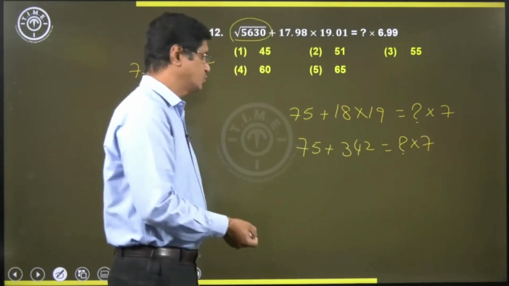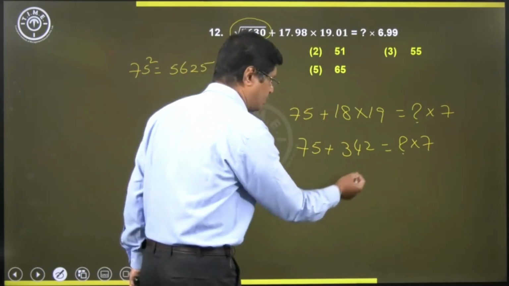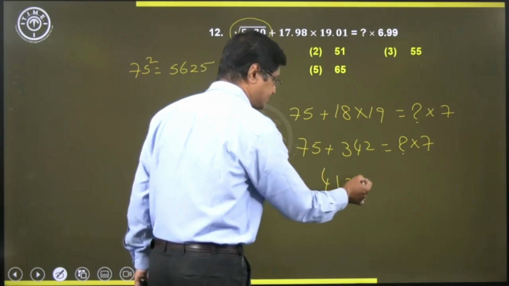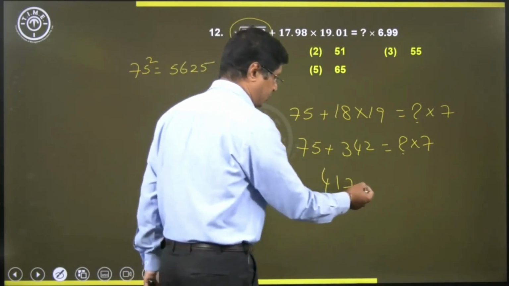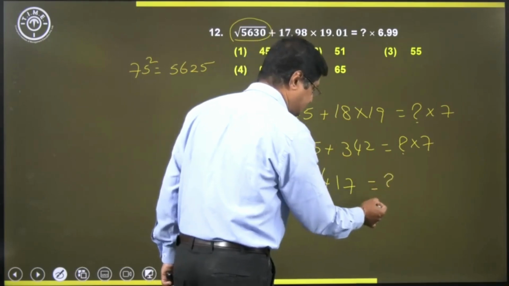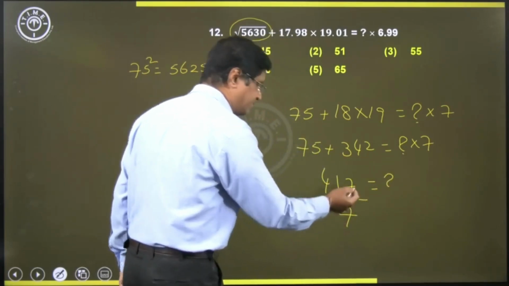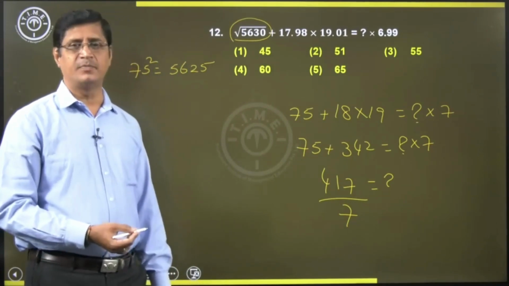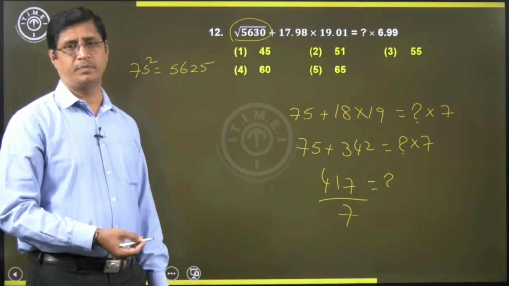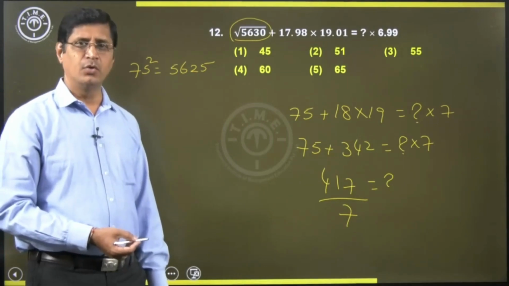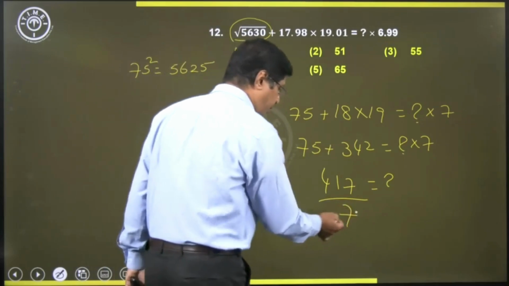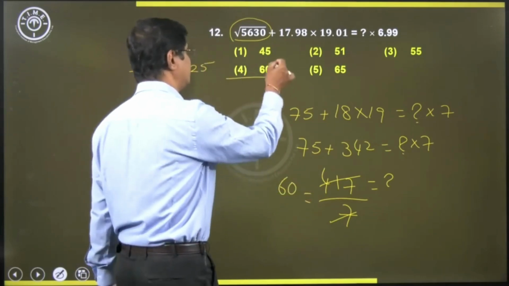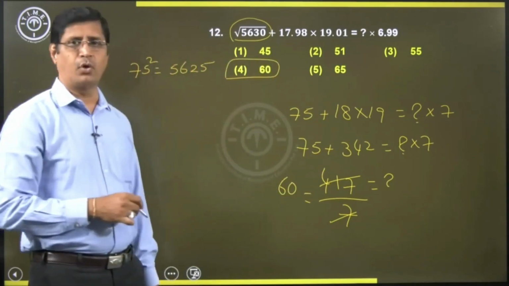Now add these values. Here 2 plus 5, 4 plus 3 and 3 plus 1, which is equal to question mark into 7. So take 7 in the denominator, just observe. 7 into 60, that is 420. Approximately it goes 60 times, not exactly, approximately. So right choice, option number 4.